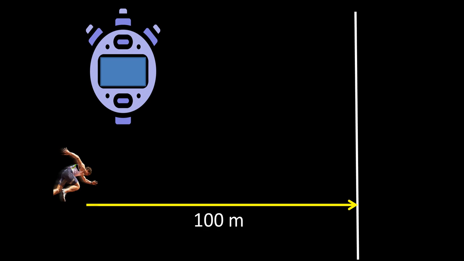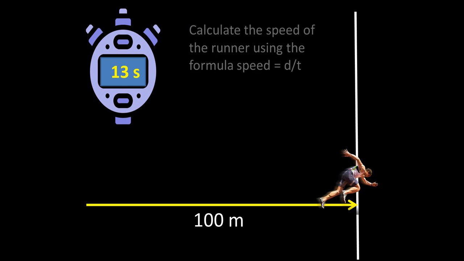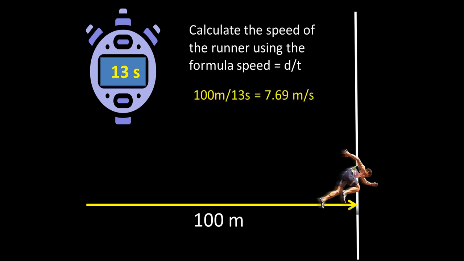Next, we have a runner running a 100-meter dash. Ready, set, go, and the runner is finally crossing that finish line, taking a total of 13 seconds. And again, calculate the speed of the runner using the formula speed equals distance divided by time. So the 100 meters goes on top, 13 seconds goes on the bottom. We divide that and we come to 7.69 meters per second.